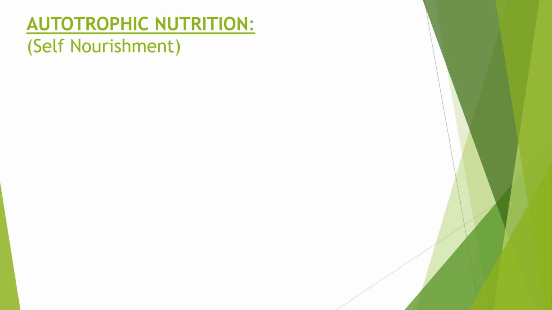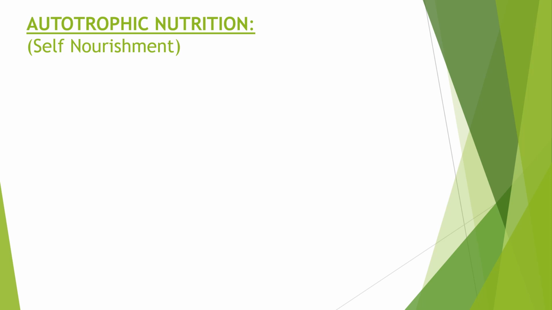This mode of nutrition, in which organisms make food themselves from simple substances, is called autotrophic nutrition. Autotrophic, this word means self-nourishment. Plants carry out photosynthesis in their leaves and other green parts of their body.